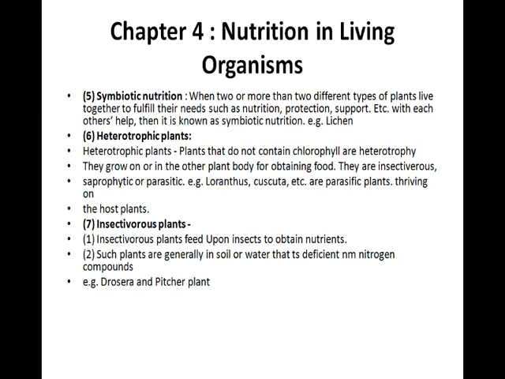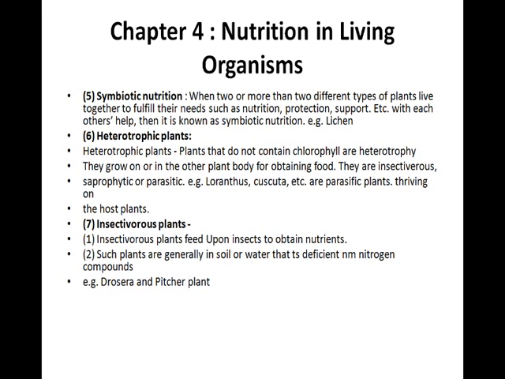When two or more different types of plants live together to fulfill their needs such as nutrition, protection, support, etc., with each other's help, then it is known as symbiotic nutrition. Example: a very common example is lichen, which is present in the soil. Okay, so now what is symbiotic nutrition?